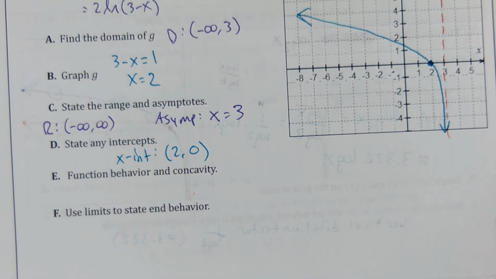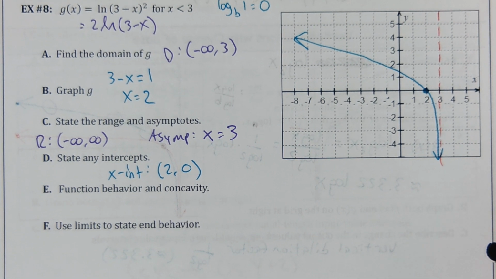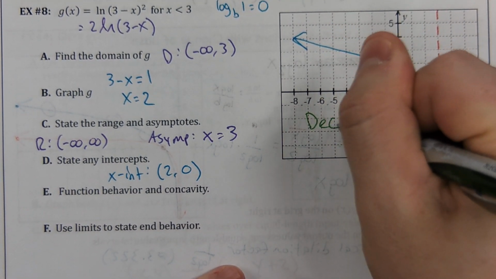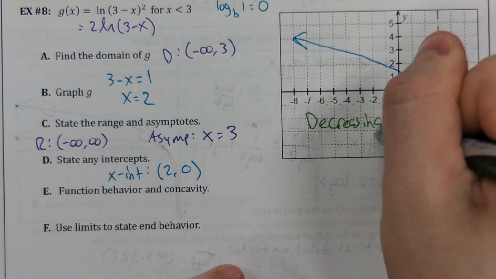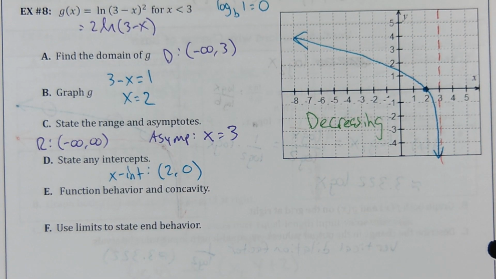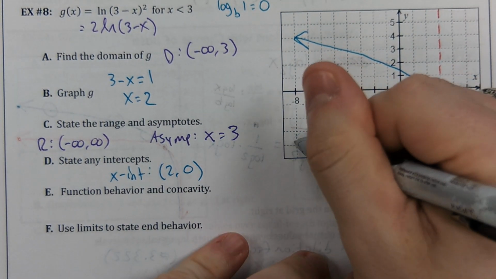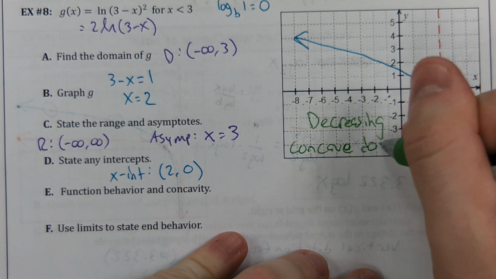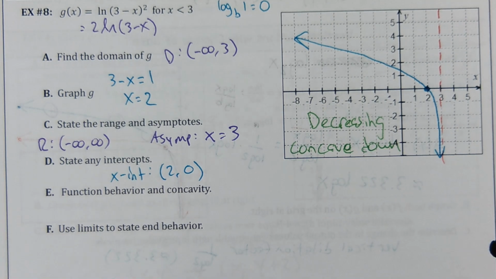We need two descriptors for this thing. Using first differences, what could we say? This is also a decreasing function like the first one was. And using second differences, what could we say about it? Concave down. Awesome. Then all that's left is limit behavior, and we could put a bow on this lesson.